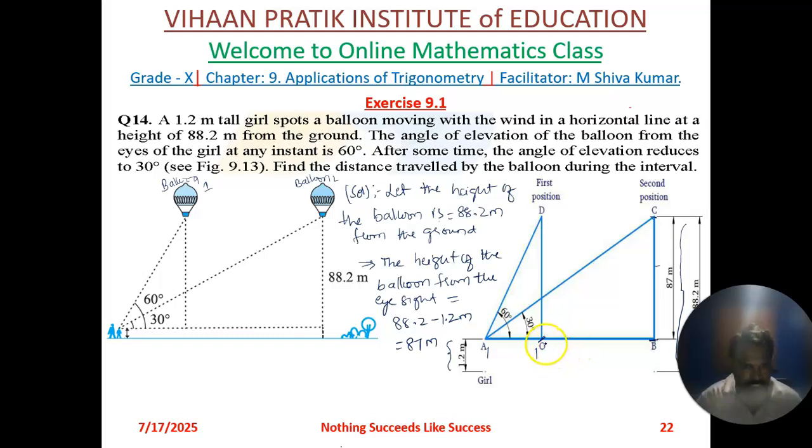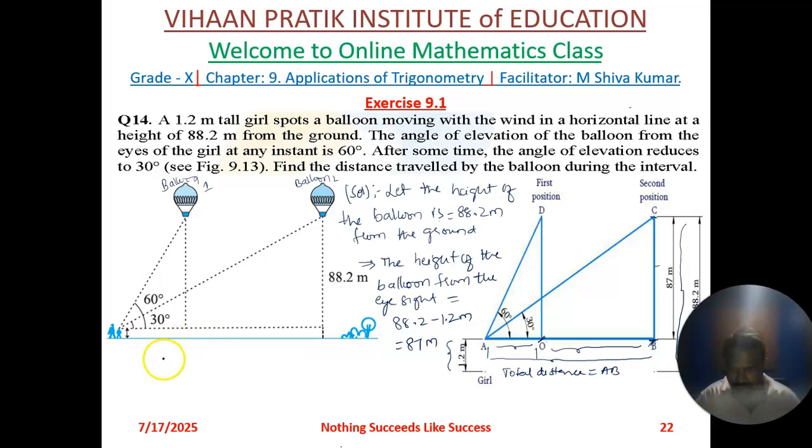After some time, when she is looking, the balloon has traveled along the line and reached a point B. So we need to find the distance the balloon has traveled from the first position. How will we get this? First we need to find the total distance, which equals AB. At the first position, the distance is OA. At the second position, the distance is OB.